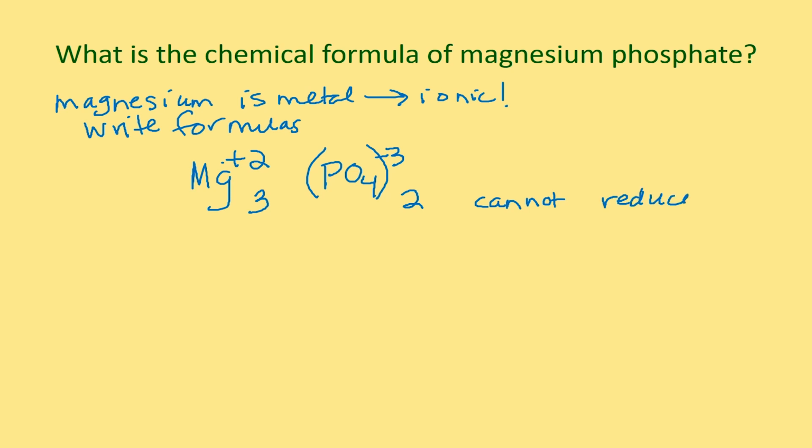At this point, I want to just clean it up. Mg3, I don't need the charge. (PO4)2, I don't need its charge, and that would be my answer. So that's how we're going to come up with ionic compound formulas.